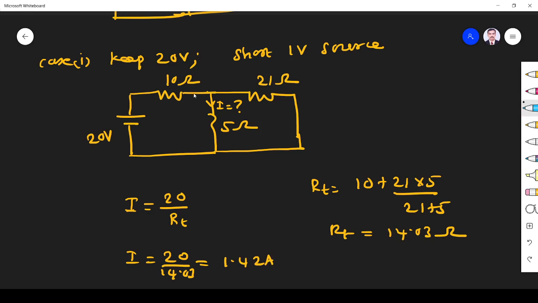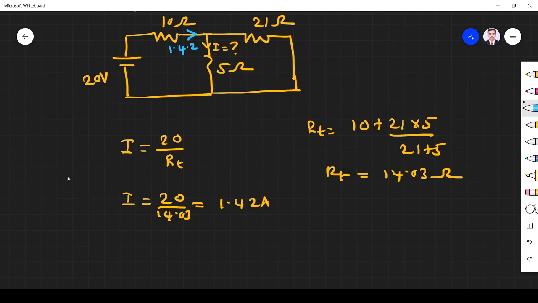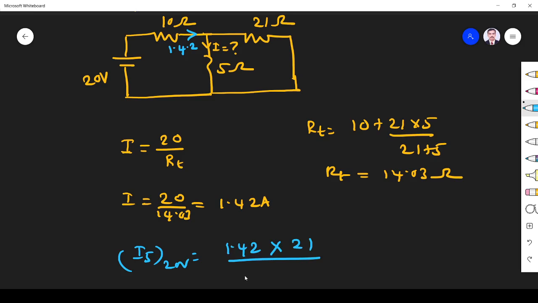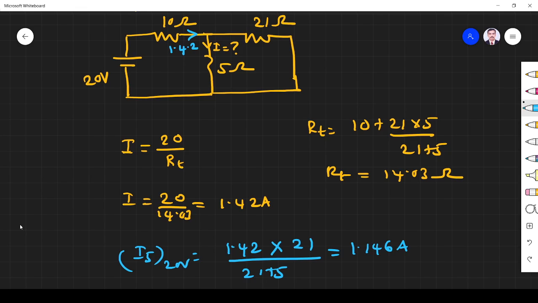So this 1.42 will come up to this and divide among these two. So now I can apply current divider rule and find current through 5 ohm resistor due to 20 volt. So total current times, by the current divider rule, opposite resistance 21 divided by 21 plus 5. I apply current divider rule, so it will become 1.146 ampere. This is the current through 5 ohm resistor due to 20 volt.